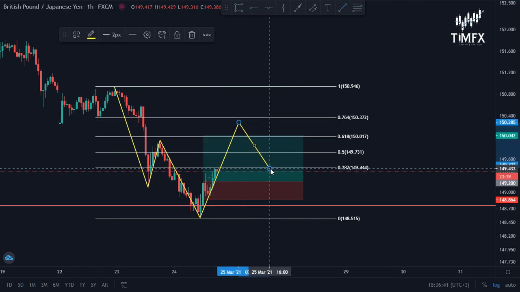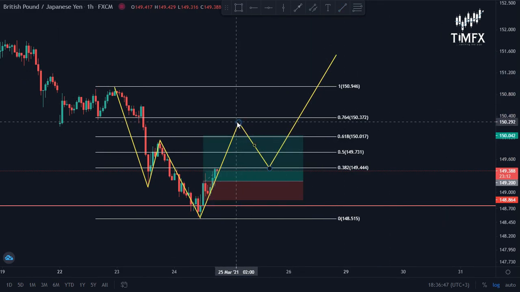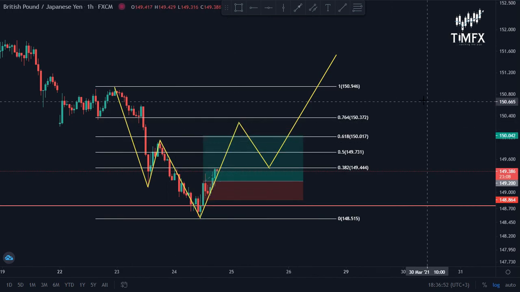then come to this point, retest here, and then come up like this. This is like a reversal pattern. This one is taller than this, this one is shorter than this, so this is like a reversal pattern.